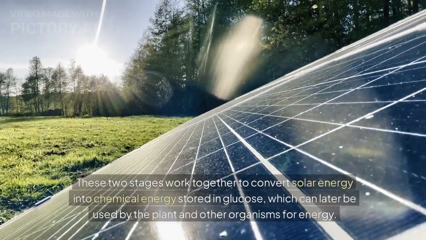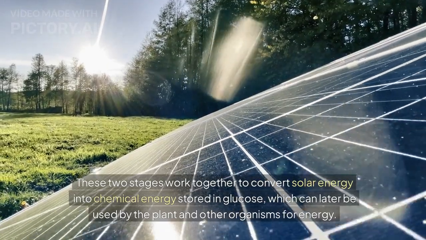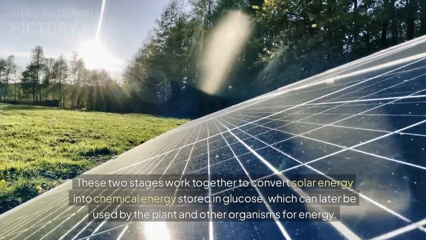These two stages work together to convert solar energy into chemical energy stored in glucose, which can later be used by the plant and other organisms for energy.